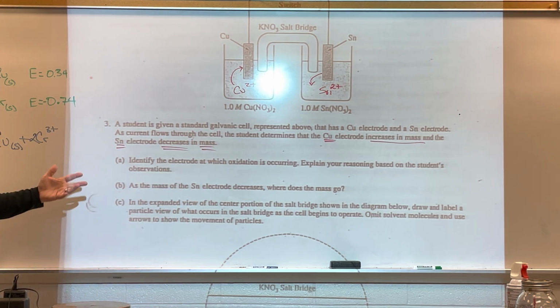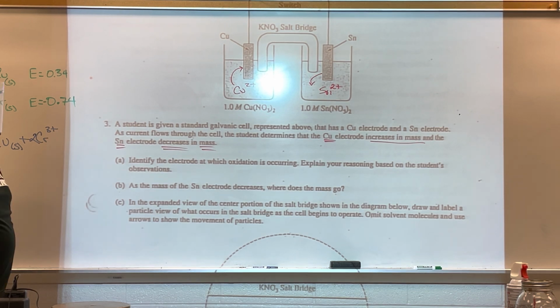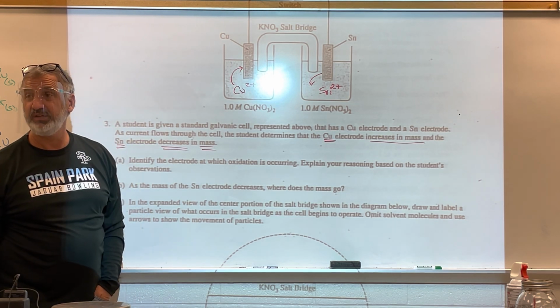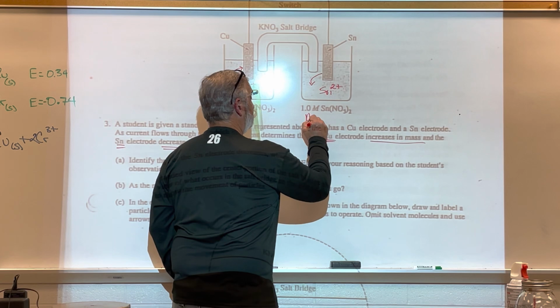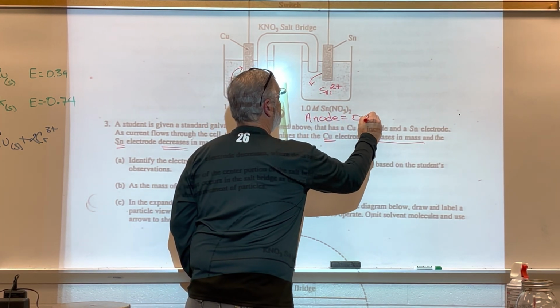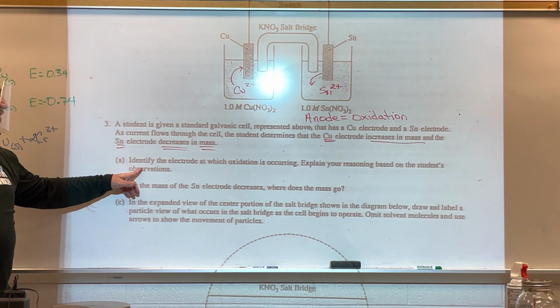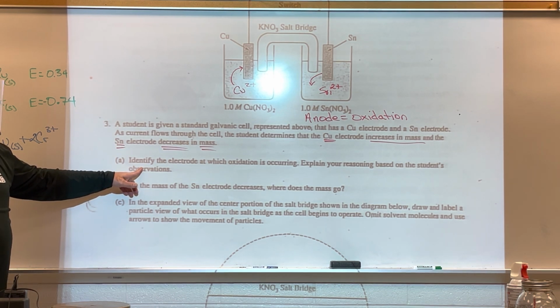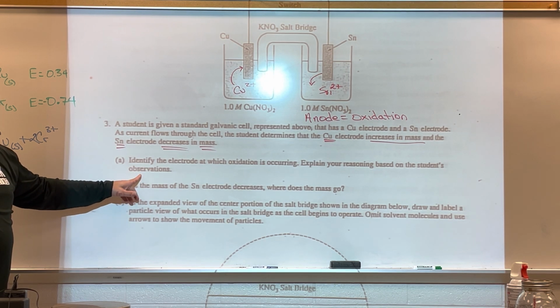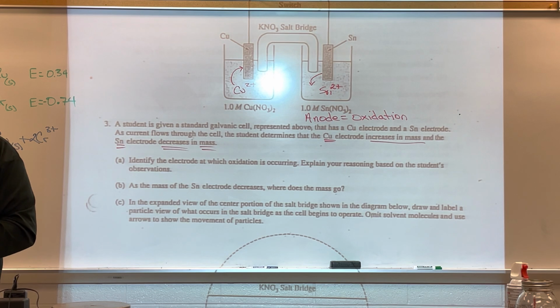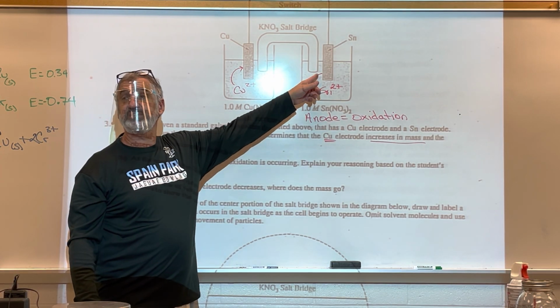Okay? So, identify the electrode in which oxidation is taking place. And which one is that? Tin. And we call that the anode or the cathode? Anode. Anode equals oxidation. So the electrode at which oxidation is occurring is the tin electrode. Explain your reasoning based on the student's observations. So what would be the explanation? Since it's being oxidized, some of it has to dissolve back into solution. It is dissolving back into the solution, thus the mass of the electrode decreases.